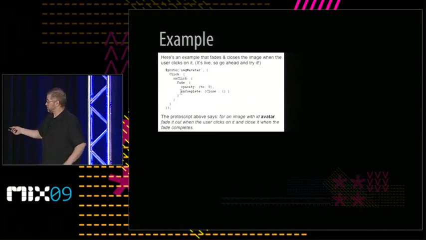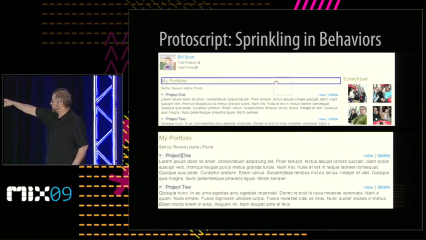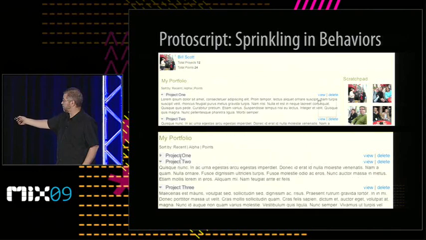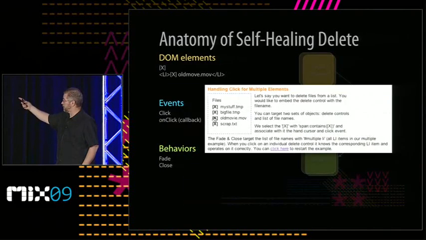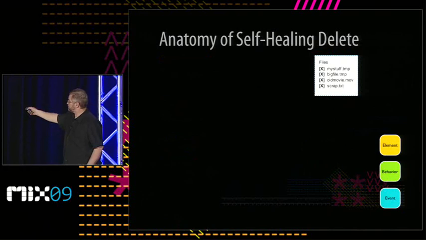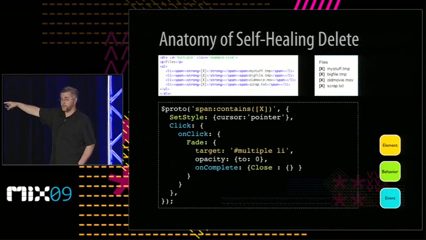But let me show you some more examples. Here is just collapsing. Here's another with drag and drop, and these are all expressed with that ProtoScript language. I'll show you an example here. When I click this, it does the self-healing delete. Okay, so how does that work? So what happens is you can see this is the actual ProtoScript code to do that.